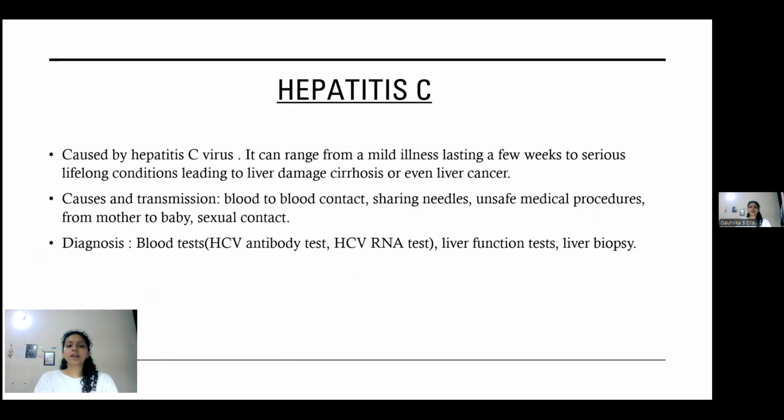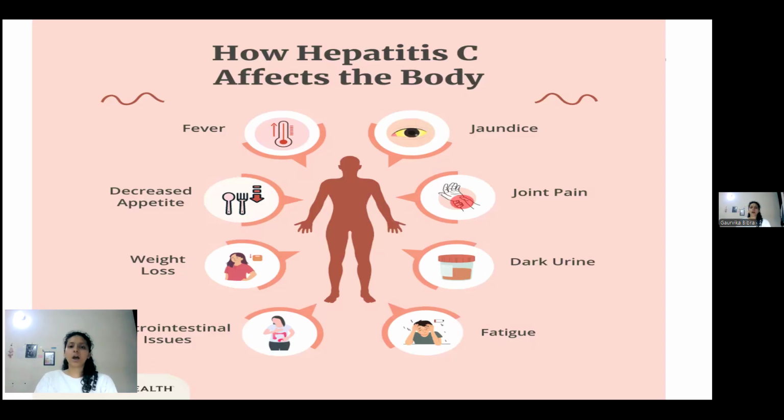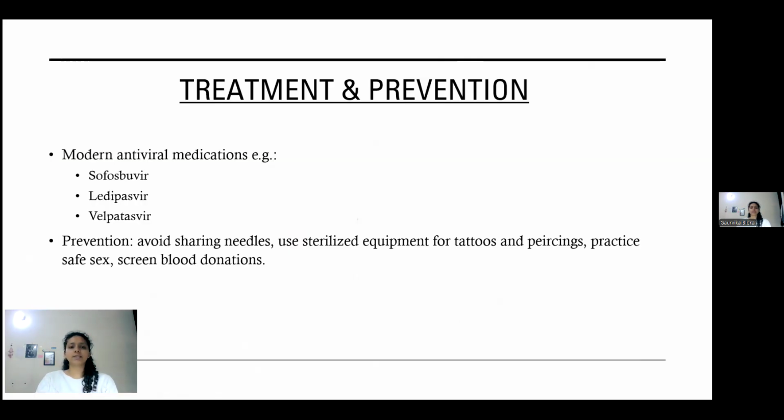Diagnosis: blood test, HCV antibody test, HCV RNA test, liver function test, and liver biopsy. How it affects the body: fever, decreased appetite, weight loss, gastrointestinal issues, jaundice, joint pain, dark urine, and fatigue may be seen. Treatment and prevention: modern antiviral medications, sofosbuvir, ledipasvir, velpatasvir. Prevention: avoid sharing needles, use sterilized equipment for tattoos and piercings, practice safe sex, and screen blood donations.